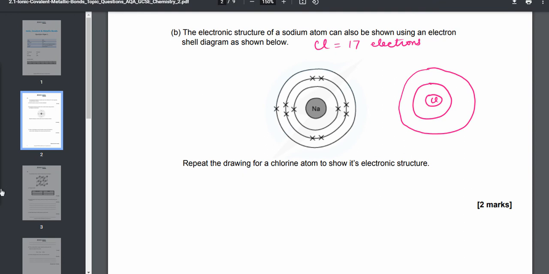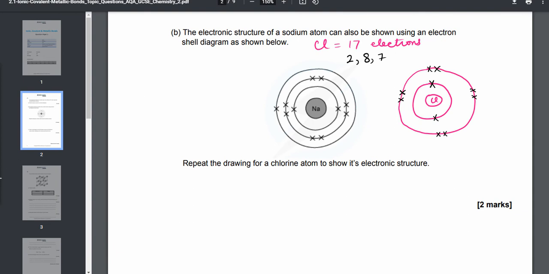So in the first shell there can be a maximum of 2 electrons. So 1, 2. In the second shell there will be 8 electrons. So let me just write down the electron arrangement over here first. So it's like 2 8 and 7. 2 plus 8 is 10, 10 plus 7 is 17. So we'll have 2 electrons in the first shell. In the second shell it will have 8 electrons. 1 2 3 4 5 6 7 and 8.